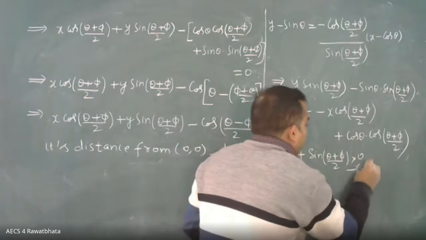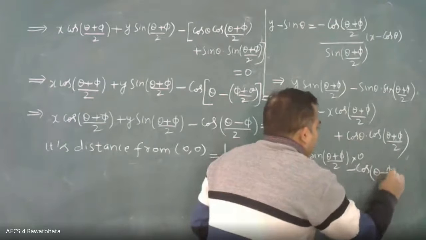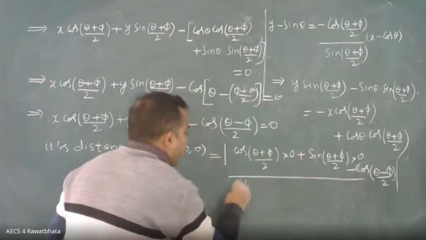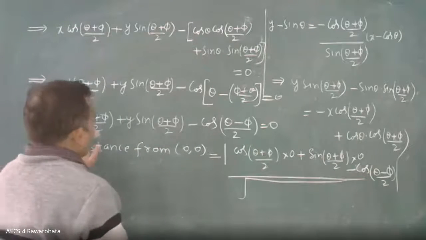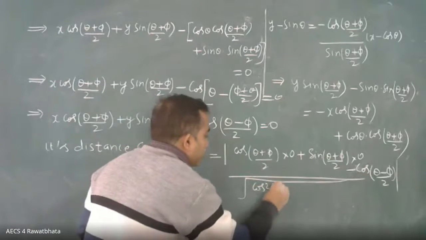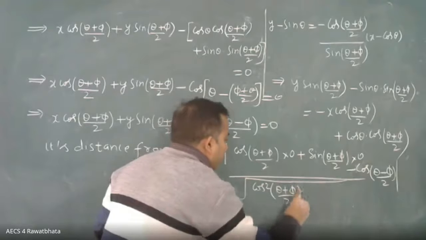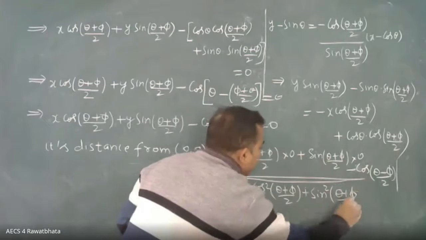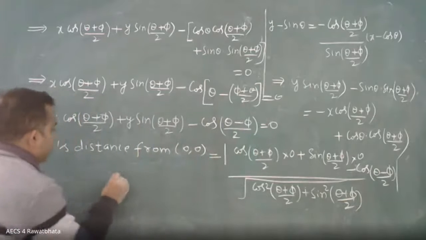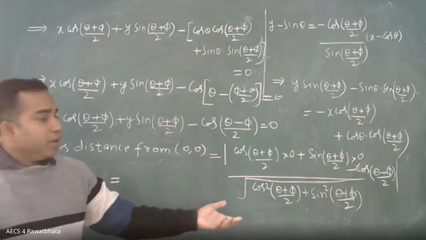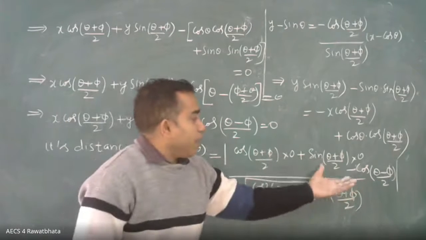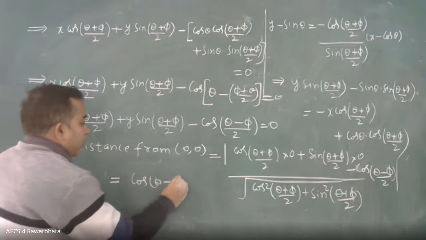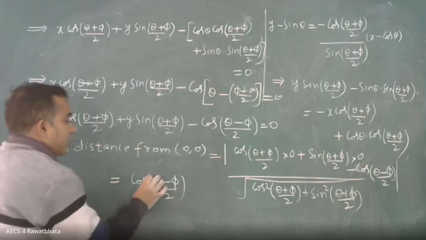So minus cos theta minus phi whole by 2, magnitude closed, whole upon root of a square plus b square, cos square theta plus phi whole by 2 plus sin square theta plus phi whole by 2. Denominator will become how much, students? Denominator will become 1. 0, 0, magnitude of this, minus and magnitude will be removed, cos theta minus phi whole by 2. This is the final answer. Right, you can check it.